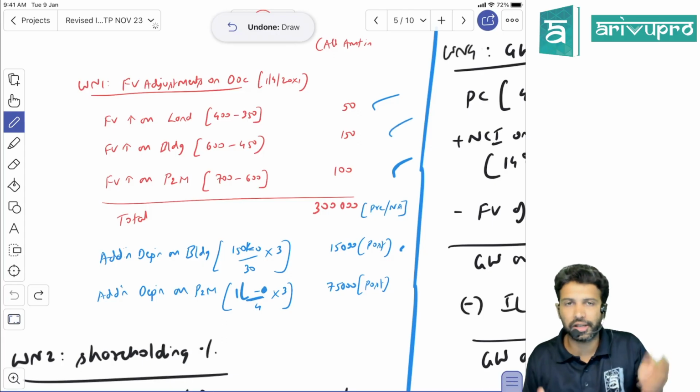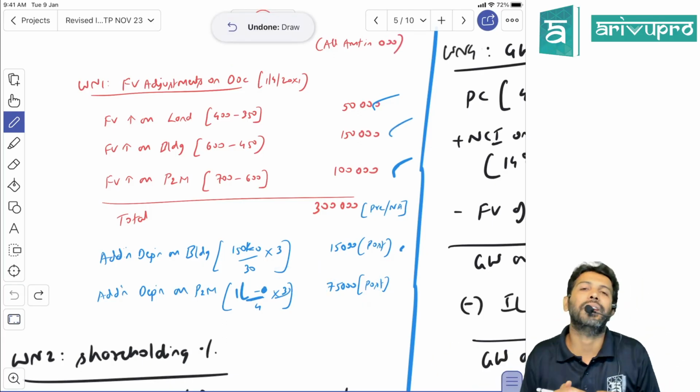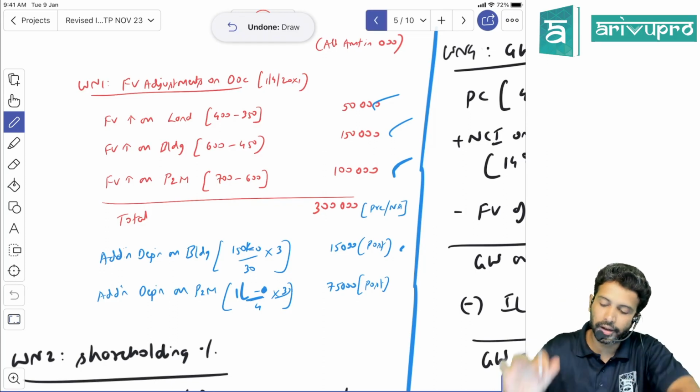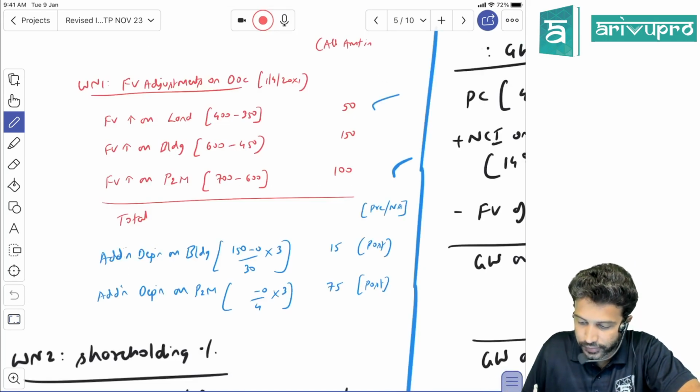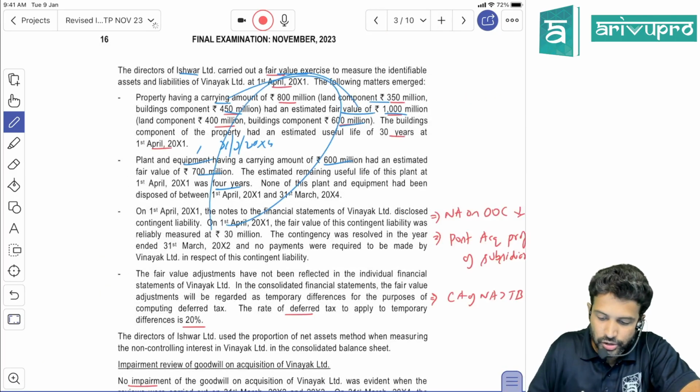I mean, the consolidation date, 3 years have passed, hence multiplied by 3. So you'll get additional depreciation to be 75,000. Okay, sir. All right. So these are captured. Maybe we'll take off this. So these two we are done. So fair value adjustments, these 2 points we have done.